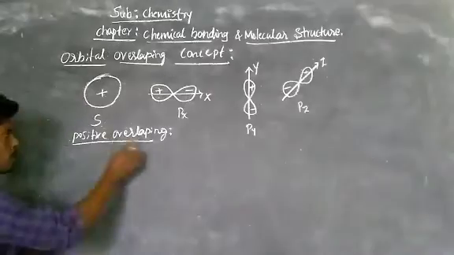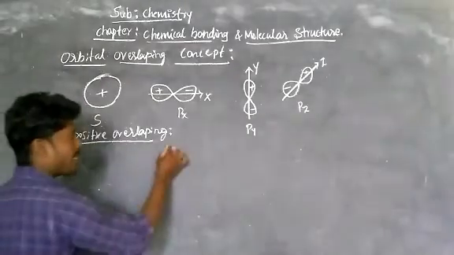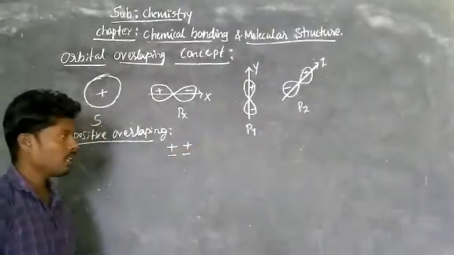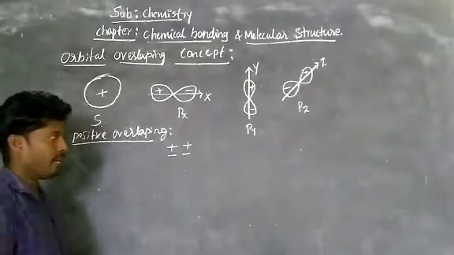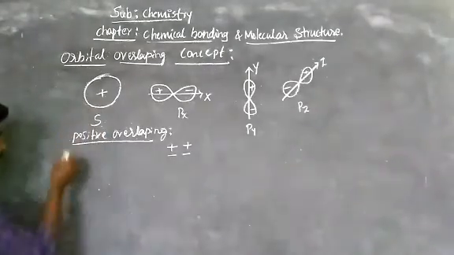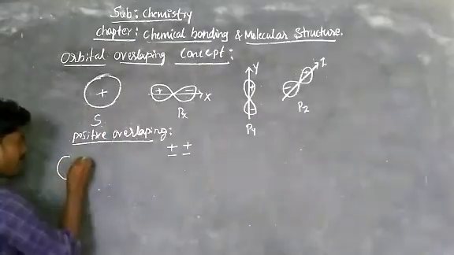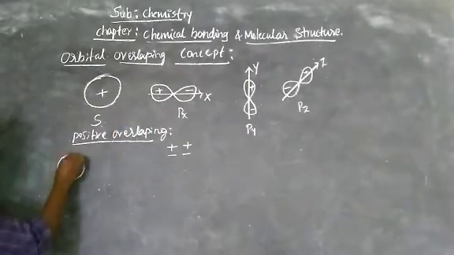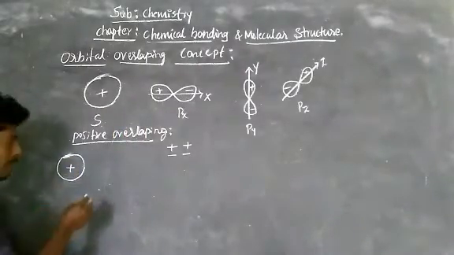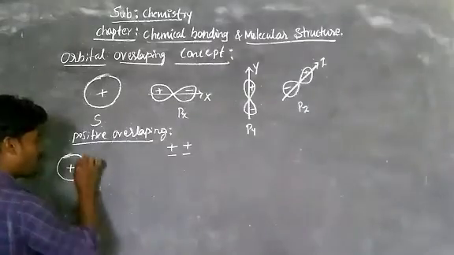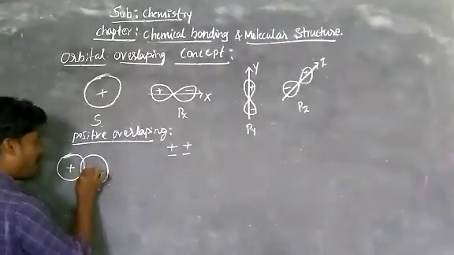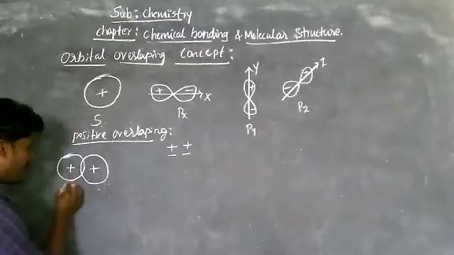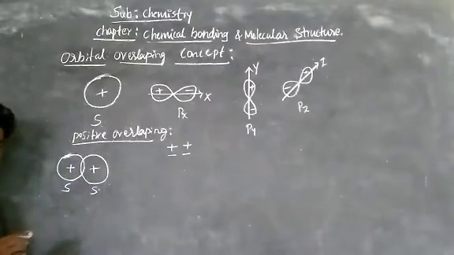Now observe, positive overlapping means plus and plus overlapping, or minus and minus overlapping. This is called positive overlapping. Now I take the s orbital, and take two s orbitals, one s orbital plus another s orbital. These two start to overlap. This is ss orbital overlapping. This is s, non-directional.